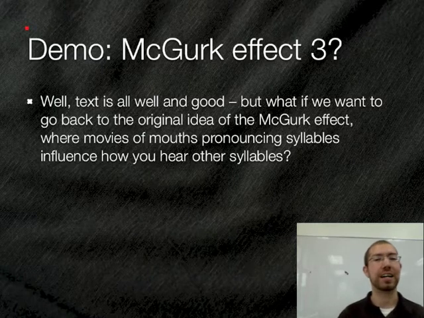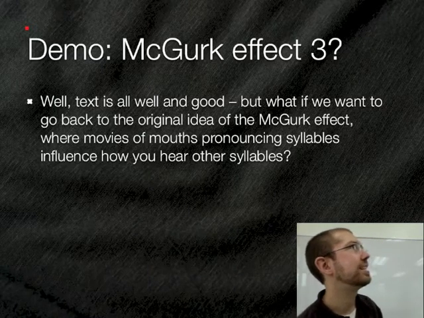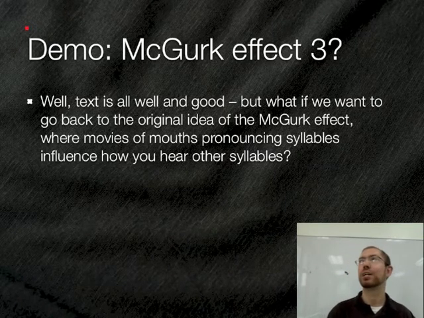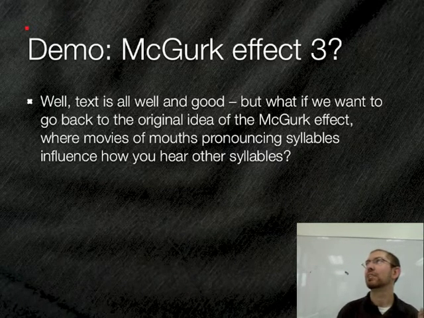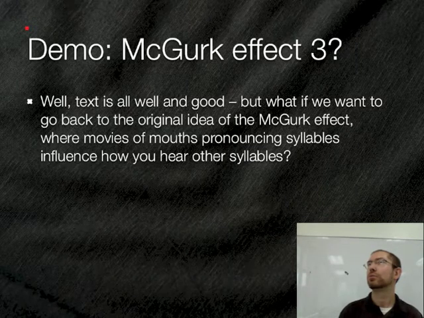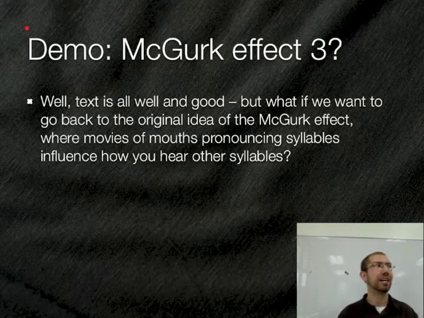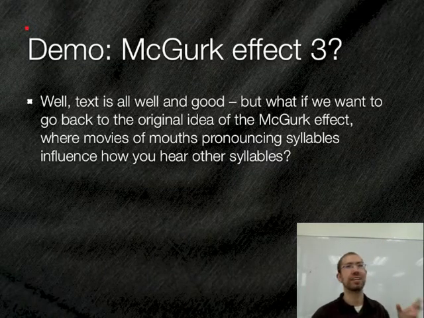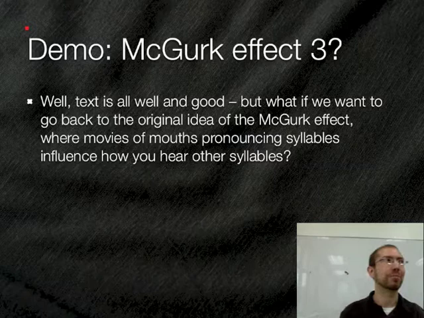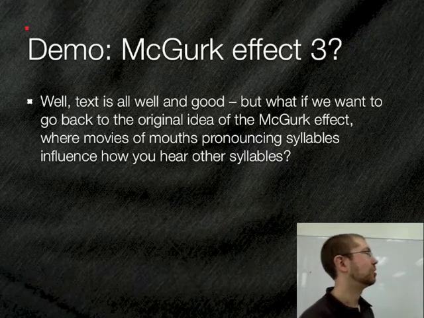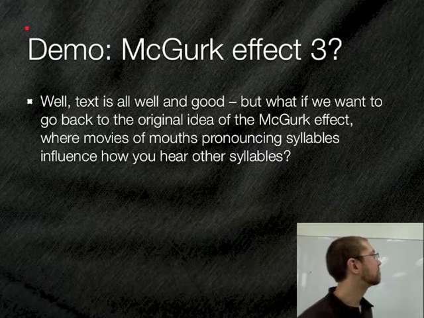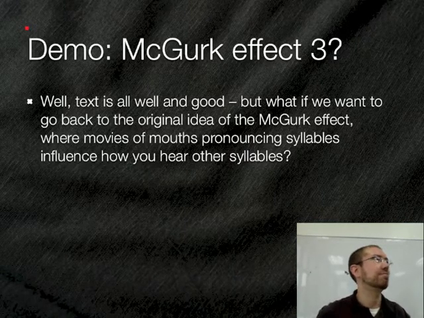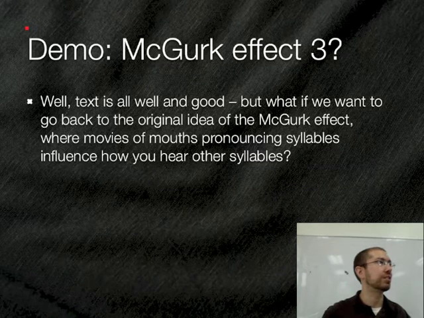roots of the McGurk effect, remember the idea was, in the original McGurk effect, if I show you, I always mix up the syllables, someone saying ba, but show the lips saying ga, what you hear is da, I think. Is that right? Something like that. I should look that up again. But that's the basic idea, right? So maybe we'd get a better McGurk effect if we actually showed these mouths pronouncing the syllable.